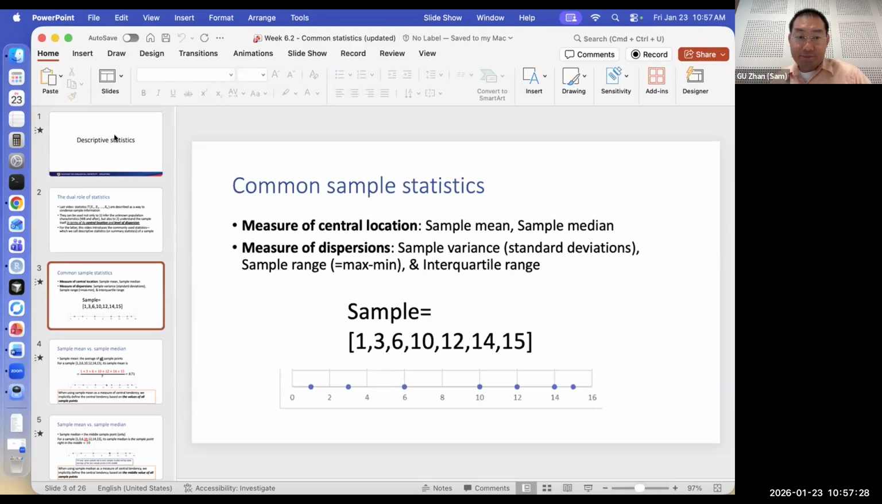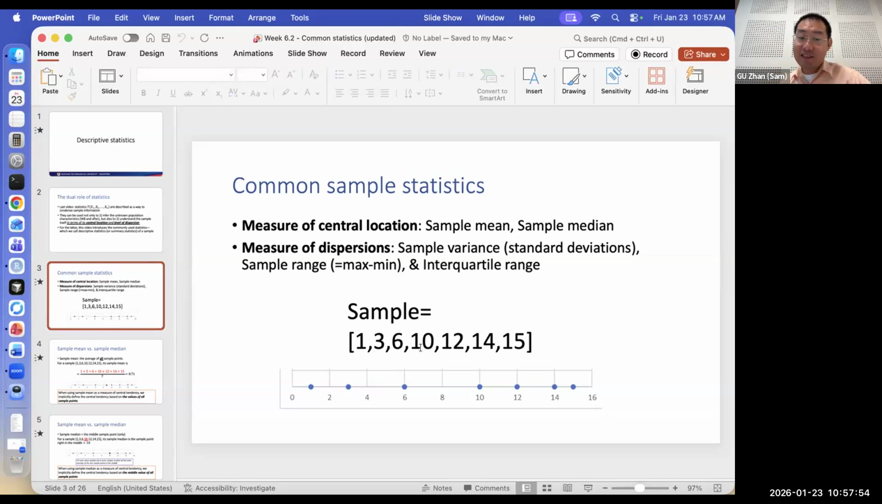For a measure of central location, we can use sample mean and sample median. For a measure of dispersion, the degree of spread, we can use variance or standard deviation, or you can use the range, which is the maximum minus the minimum height. We can also use the interquartile range, IQR.